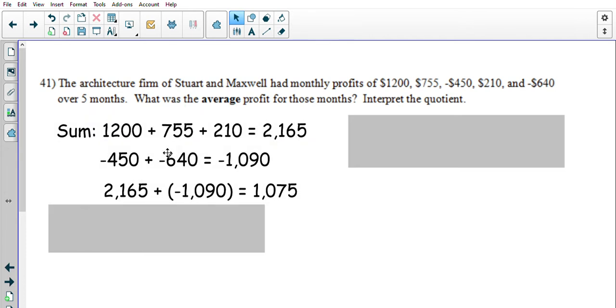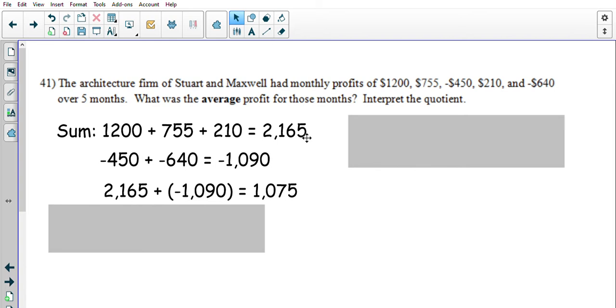The architecture firm of Stewart and Maxwell had monthly profits of 1,200, 755, negative 450, 210, and negative 640 over 5 months. What was the average profit for those months? And interpret the quotient. So I added the positives together, and I did use my calculator as well to get 2,165. I added my negatives together to get negative 1,090.